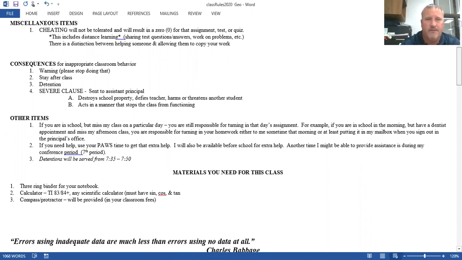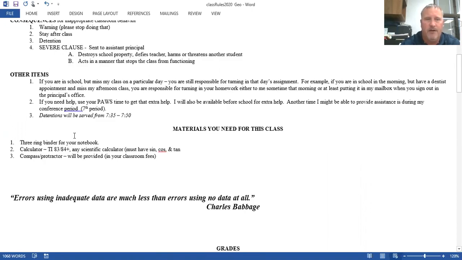Here are the materials they need for this classroom. I prefer a 3-ring binder, but just any notebook is good. Calculator, I want them to have a calculator not on their cell phone. They will not be allowed to use their cell phone during tests and quizzes. So any scientific calculator will do. Obviously the graphing calculators are great, but they certainly don't need them for geometry. Scientific calculator, what they bought in middle school, the red TI-30s, those are perfect. Those will be fine. And then we will give them a compass and protractor.